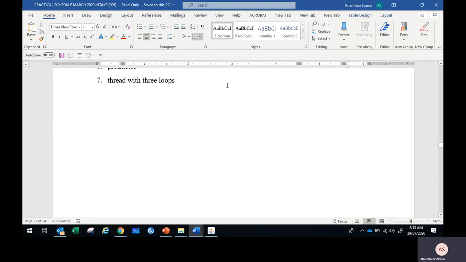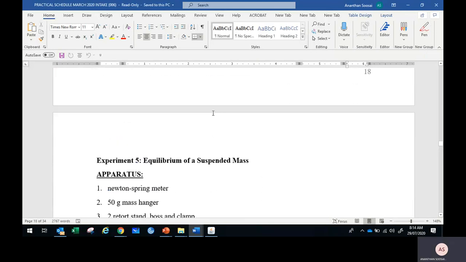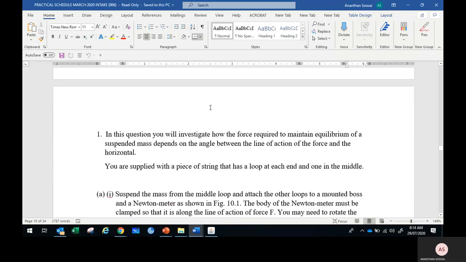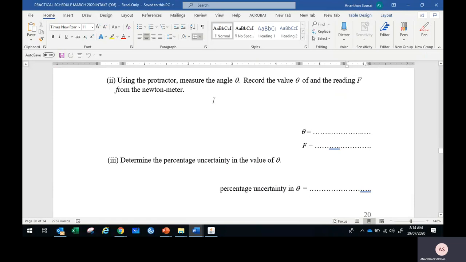Okay, experiment 5. Last week you did the equilibrium of suspended mass, so you were able to set up first theta and F. What we're going to check is how many decimal places for the theta. Theta uses the protractor. The smallest scale is how much? 1 degree, right? 1 degree.